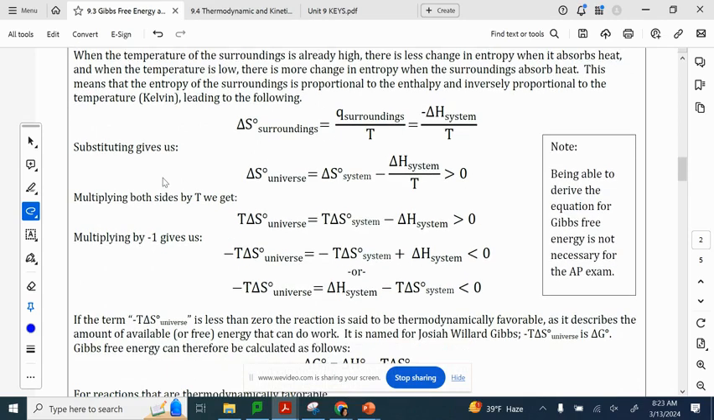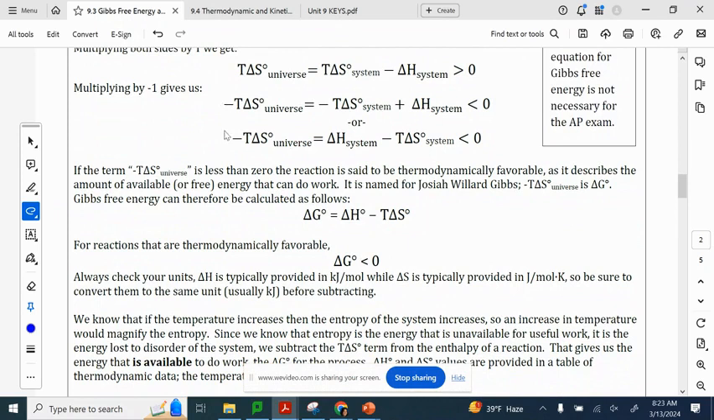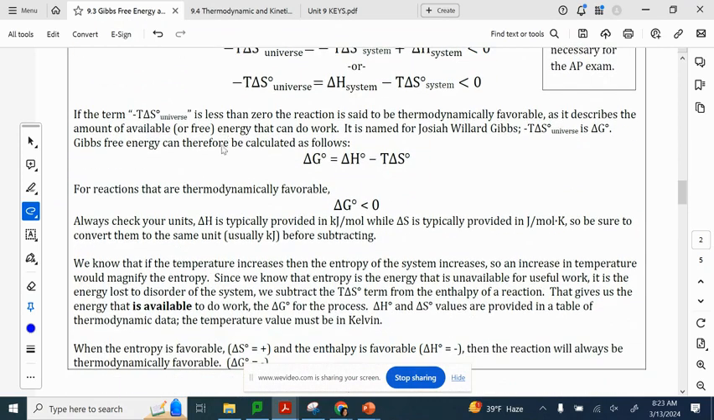Essentially, what they are doing is they are deriving this equation in these steps, and if you want to go through the mathy part of it, you can. So if you want to, step back at home and look through those equations up there. But essentially, the bottom line is this. When delta G is less than 0, so when delta G is negative, then it is thermodynamically favorable.